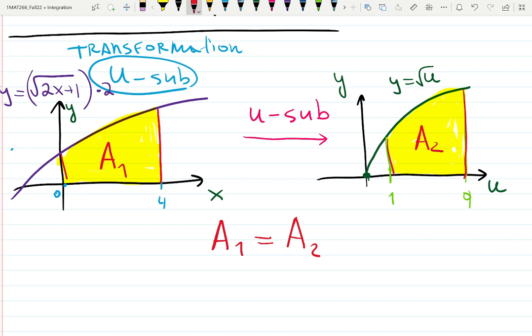For example, a measuring cup. And that container is more convenient. Square root of u is easier to integrate. So we're just transforming, stretching, or shrinking the area shape so that it's easier to find.